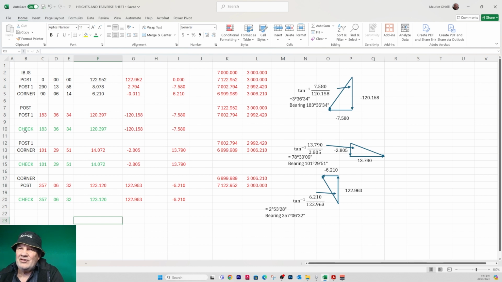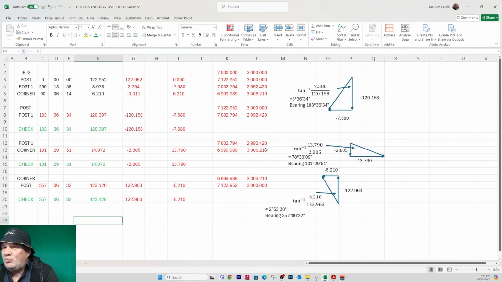Now, just by way of a check, I've just put the 183, 36, 30 in there and the 120, so just copied them into there and then just gone cosine of that times that and sine of that times that, and we're in agreement. So that is the inverse or the reverse or the missing line of that.